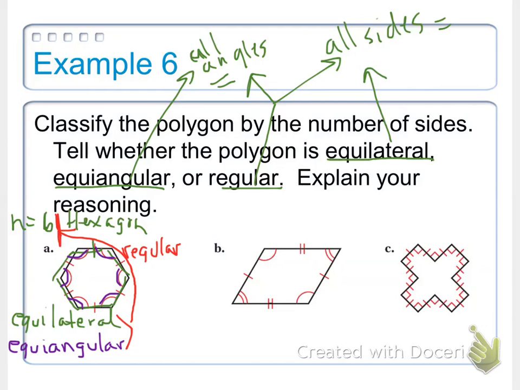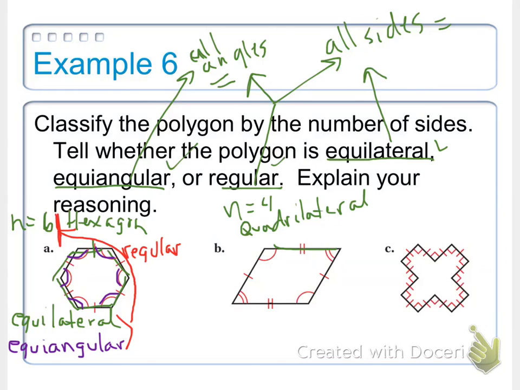The second one, well, let's go back. Okay, I know it's n equals 4. So I know this is a quadrilateral, which is what most people say. They don't say tetragon, quadrilateral. The question is, is it a special quadrilateral? And it is, but in terms of equilateral, equiangular, regular, we're checking for those.